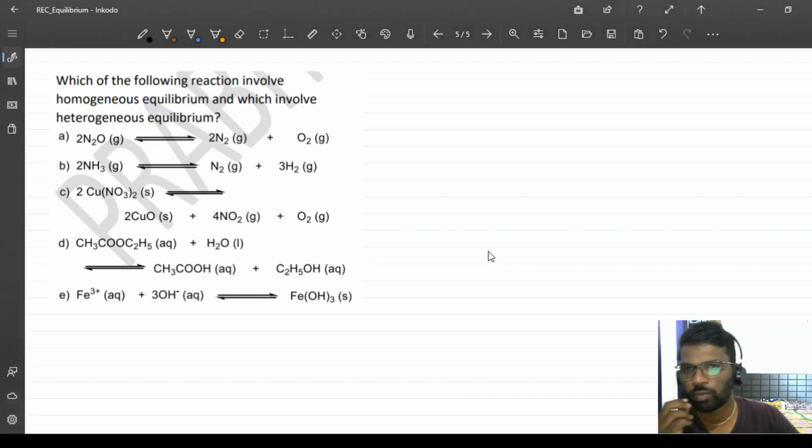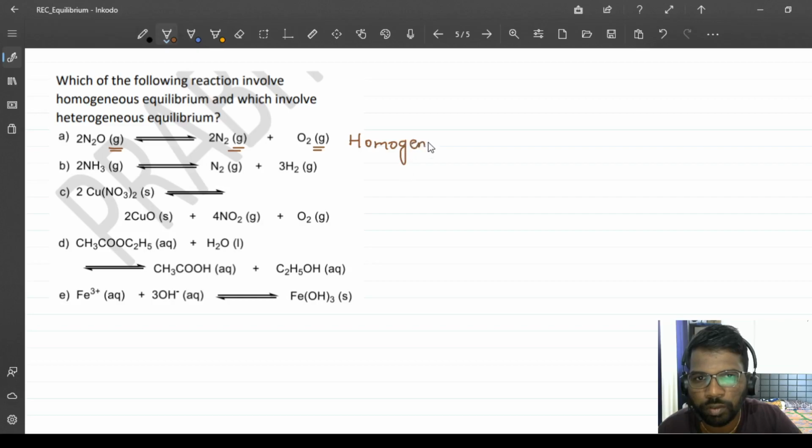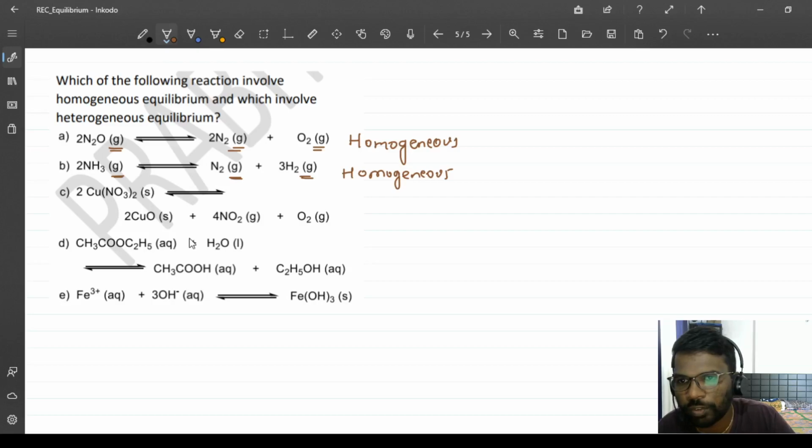Here, next question: which of the following reactions involve homogeneous equilibrium and which involve heterogeneous equilibrium? The case is simple. Homogeneous means all the reactants and the products are in the same phase. Over here, if you see, this is the reactant which is in gas and these are the products which are also in gas. So this is homogeneous equilibrium. Over here, this is gas, this is also gas, and this is also gas. So reactant and product all are in gaseous phase. So this is homogeneous. This is also homogeneous equilibrium.